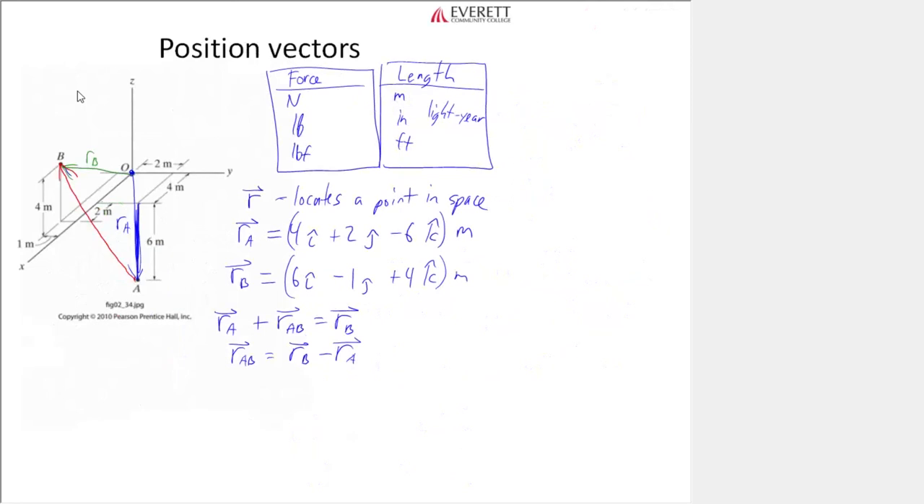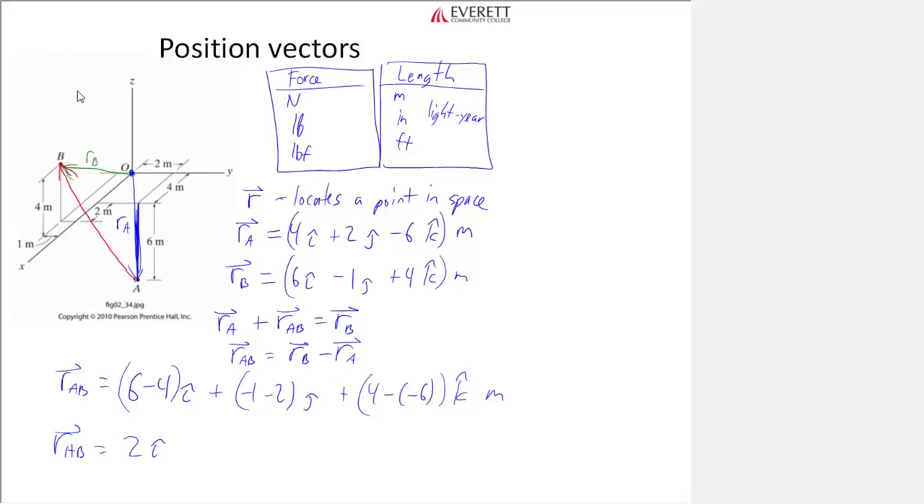We're just going to say the position from A to B is equal to, we're going to subtract each component. Subtract the i's, subtract the j's, subtract the k's. We start with B and we subtract A. So it's going to be (6 minus 4)i plus (negative 1 minus 2)j plus (4 minus negative 6)k. Do a little bit of arithmetic.